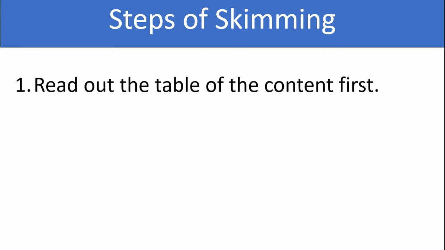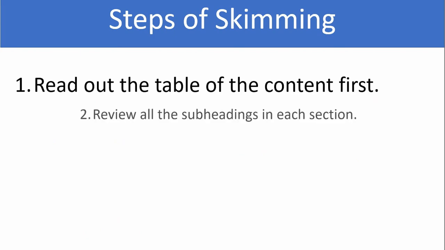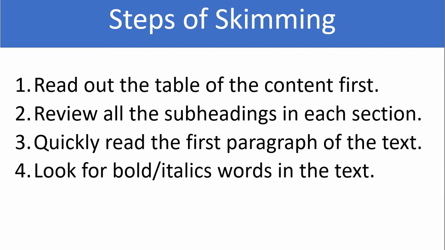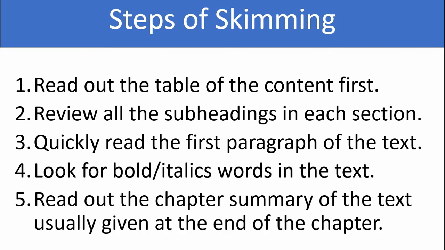Read out the table of contents first. You read out the content list, then you review the subheadings, quickly read the first paragraph, and look for bold and italic words in the text, because these words are going to help you understand the general idea. Read out the chapter summary of the text, which is usually given at the end of each chapter.